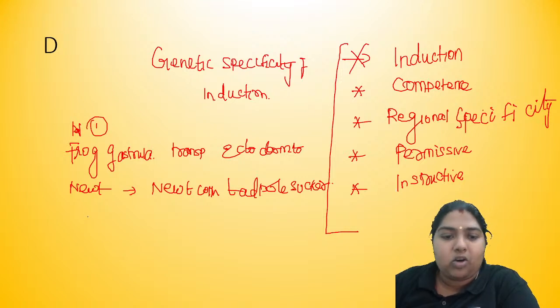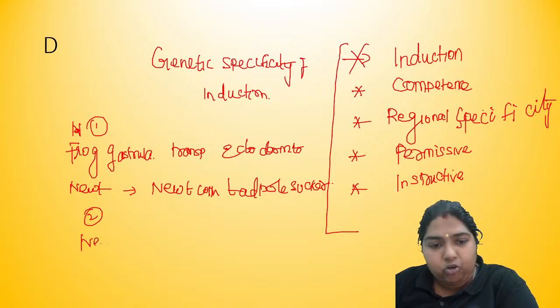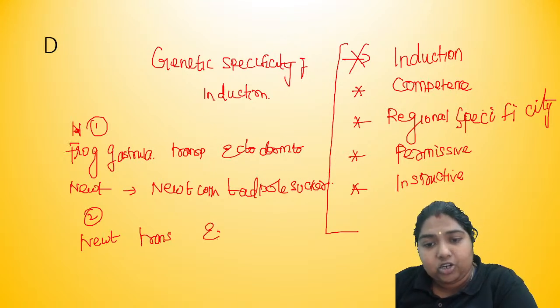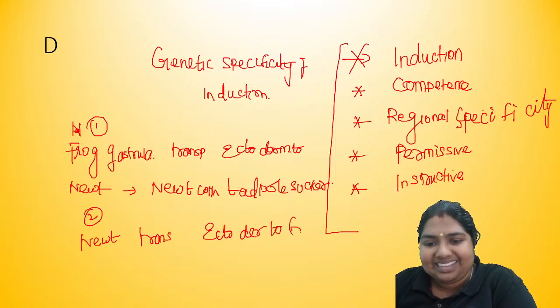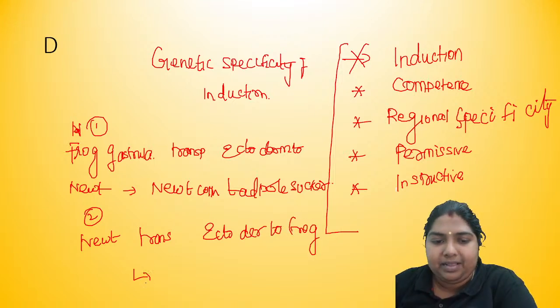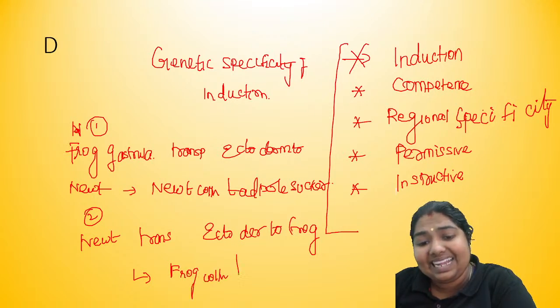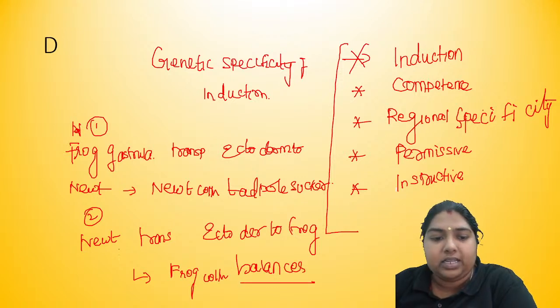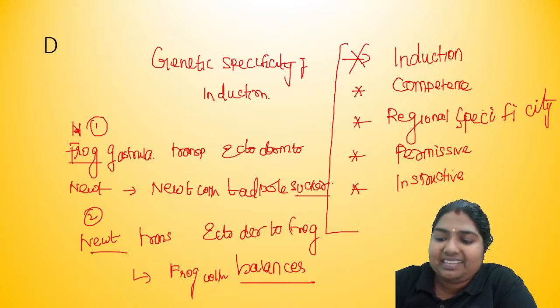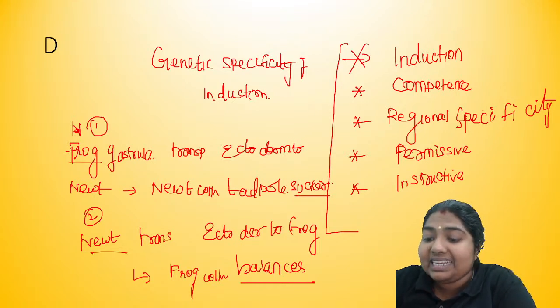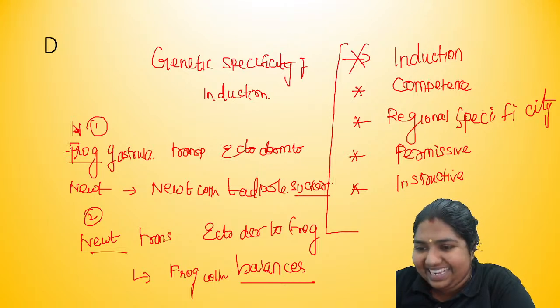Likewise, they did one more experiment. From the newt, they transplanted this ectoderm to the frog. So now what will develop? A frog with a balancer. Why? This is specific for the newt, and this is specific for the frog. That is why it is like that. So it is all the genetic specificity of induction.